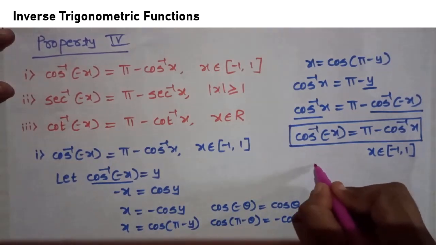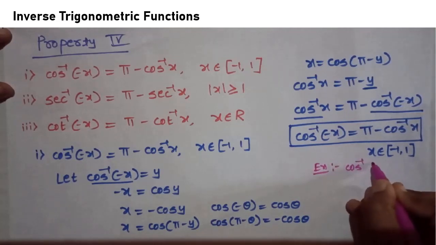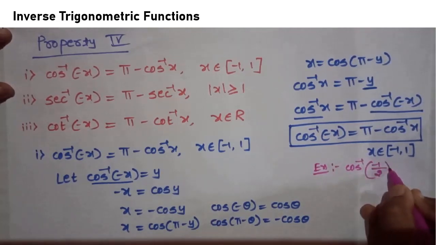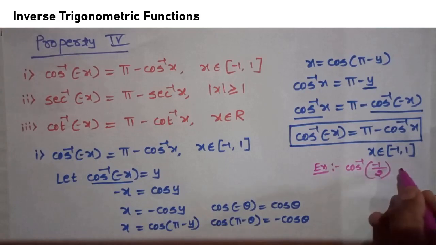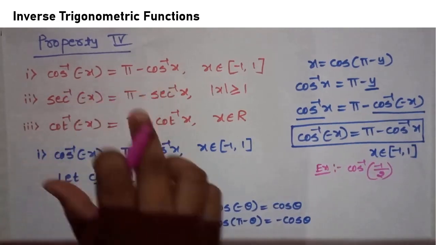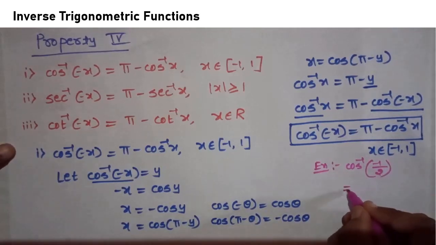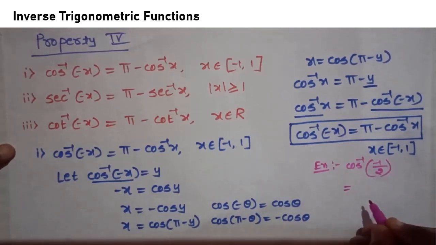Find the principal value of cos inverse -1/2. Okay, usual method, you are putting this equals to y and getting -1/2 is equals to cos y, like that you are finding its principal value. Instead of that, using this property, we can do it easily. Cos inverse of minus x is what? Pi minus cos inverse x.